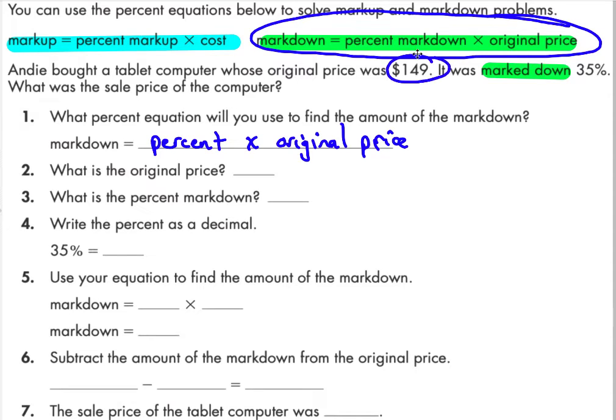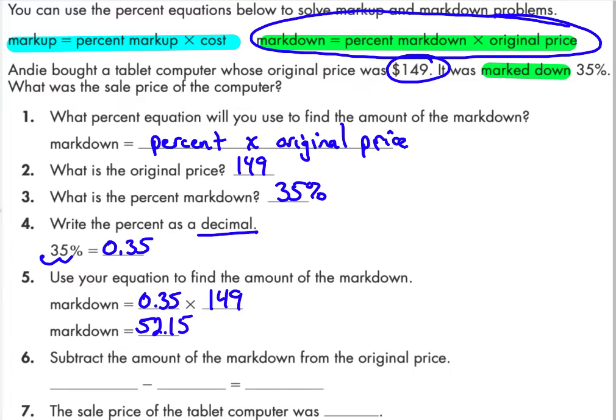So in this problem, the original price was $149. The percent of the markdown is 35%, but we want to write the percent as a decimal. Remember, we just slide it over 2 spots and we get 0.35. Then we're going to use our equation to find the amount. So we put in our percent, 0.35, times our price, $149. Type that into our calculator. 0.35 times 149 gives me $52.15.